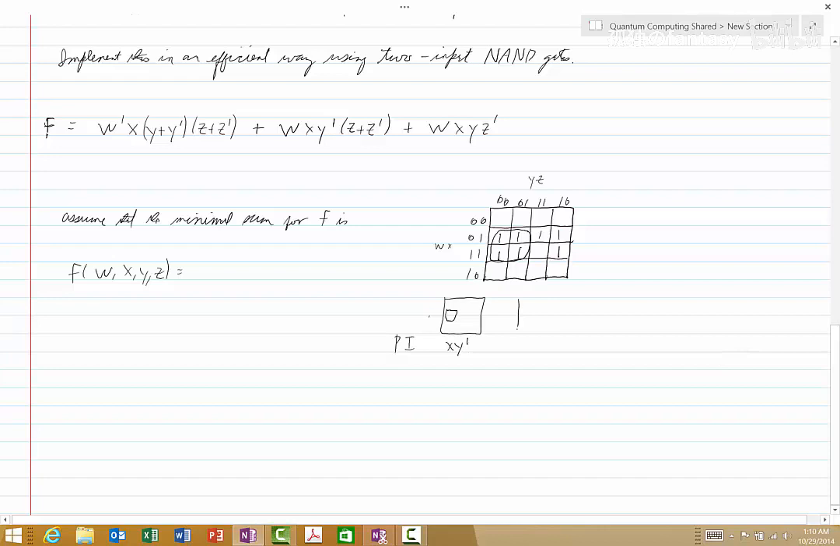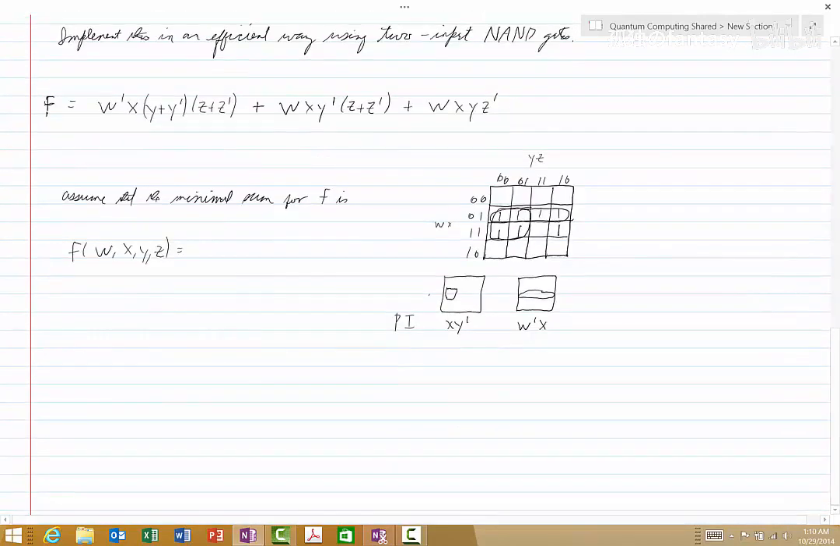Another grouping of 4 would be this. And that is the grouping w prime x. And those are the only groupings of 4 that we have. Oh, no, sorry about that. There is one more grouping of 4, and it's these 2 right here grouped with these 2 right here. That one's easy to miss.